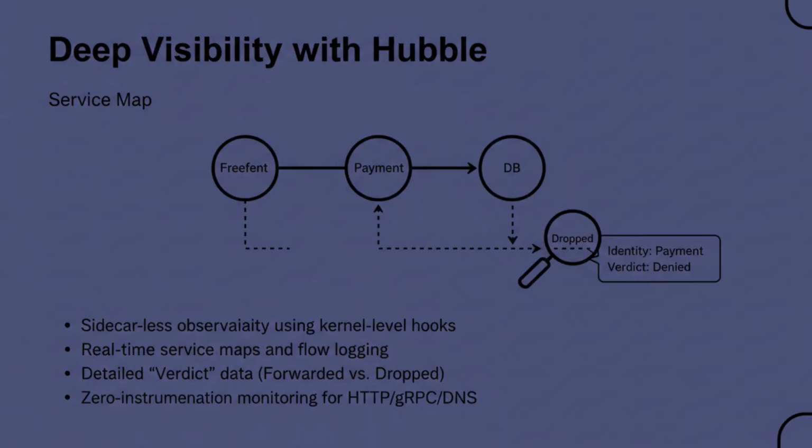Hubble is the observability layer built on top of Cilium. It uses eBPF to provide deep visibility into network flows without requiring any changes to your application code or adding sidecars. Because it sits in the kernel, it can see everything, every connection, every dropped packet, and every latency spike. Hubble can generate real-time service maps, showing you exactly how your microservices are communicating. This is critical for debugging complex policy issues. You can see in real time which specific policy rule caused a packet to be dropped, along with the identity-based metadata for both sides of the connection.